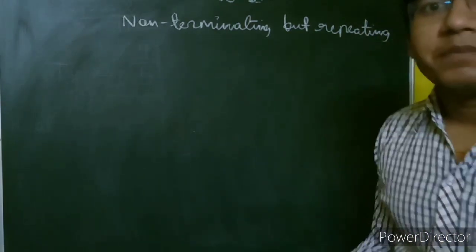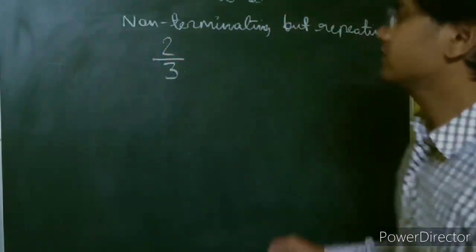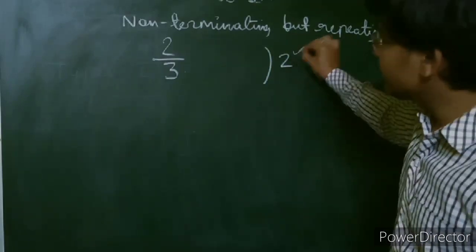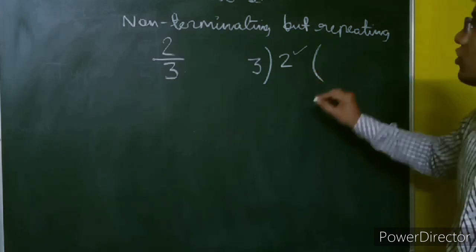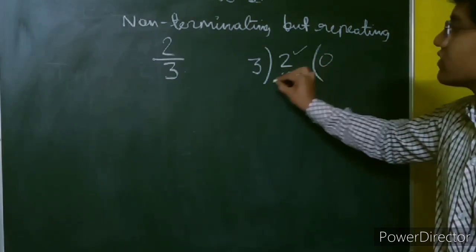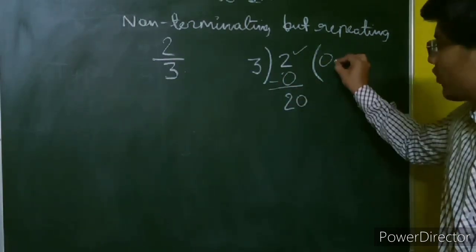So for an example we are considering 2 upon 3. We will write 2 as a dividend and 3 as a divisor. In 3's table 2 is not coming, so you will consider here 1 0. So here also 0 will come. 2 minus 0 is 2. We will take here 1 0. So here point will come.